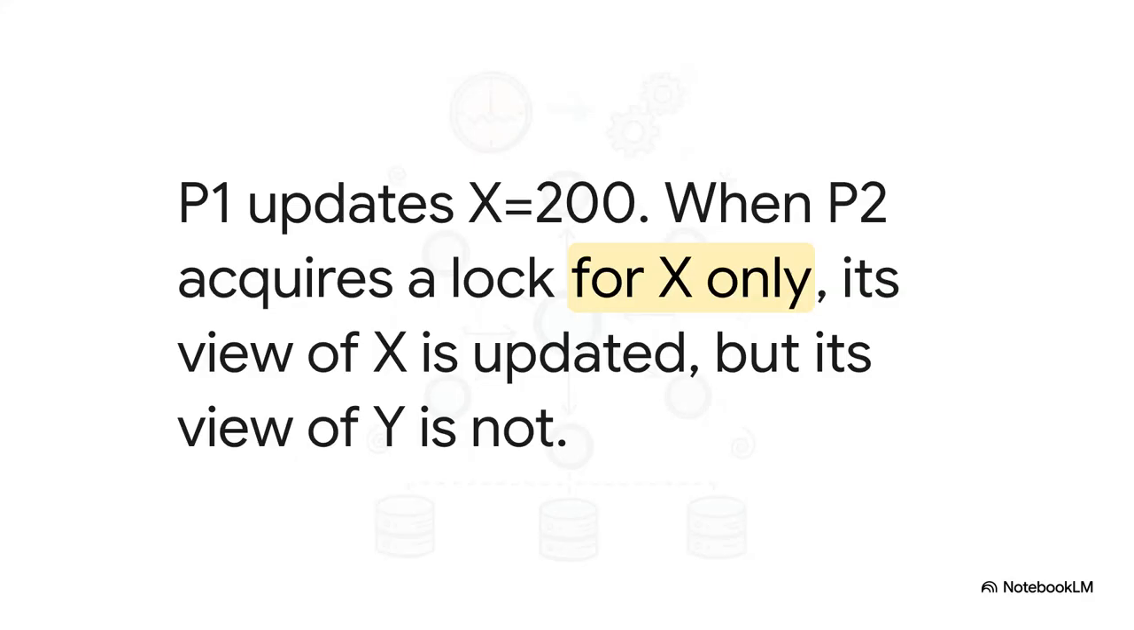But what if we need to be even more surgical? That's where entry consistency shines. Let's say we have two variables now, X and Y. P1 only updates X. Now, P2 doesn't need to sync everything. It can specifically say, I only care about X right now. It acquires a lock just on X. And the result? P2 sees the new value for X, but its local view of Y is totally untouched. This is the ultimate in fine-grained control.